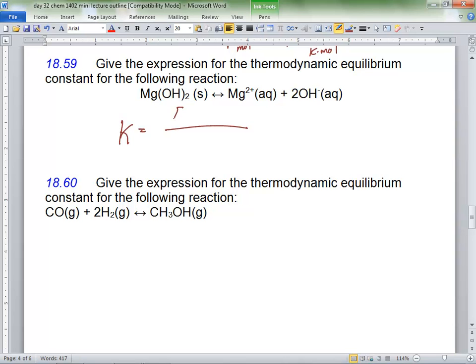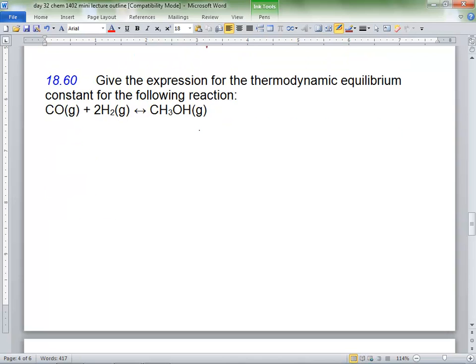Products over reactants. Magnesium hydroxide, but to what power? Second. All over nothing. 1. Because it's a solid. Right? You can't have solids and pure liquids. They don't show up in any K expression. So remember this? Okay, let's try 60 then.